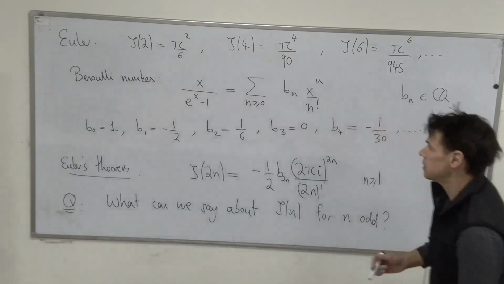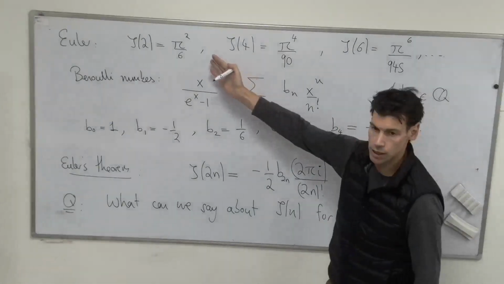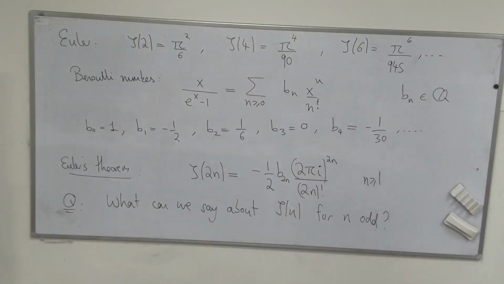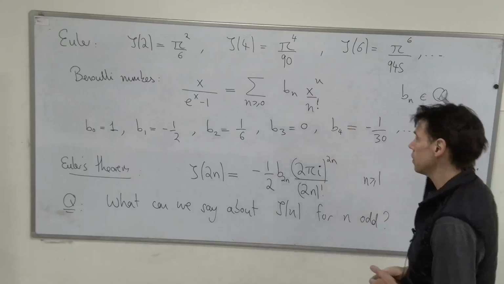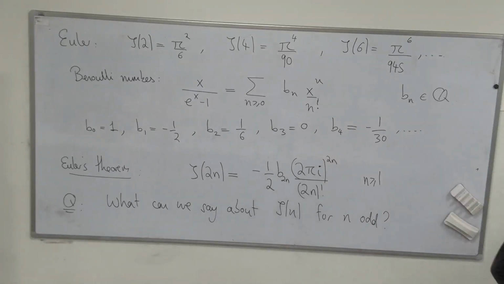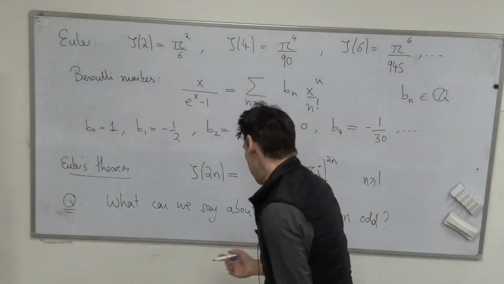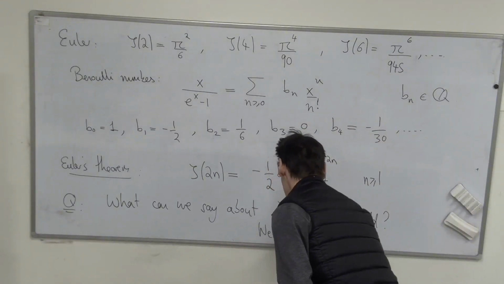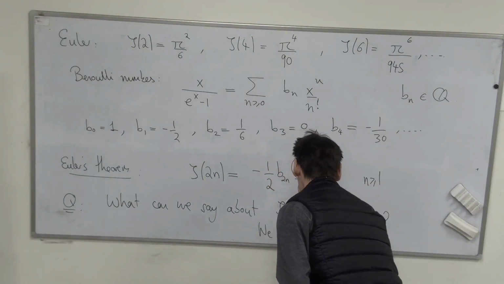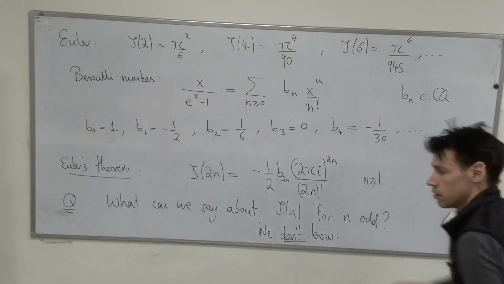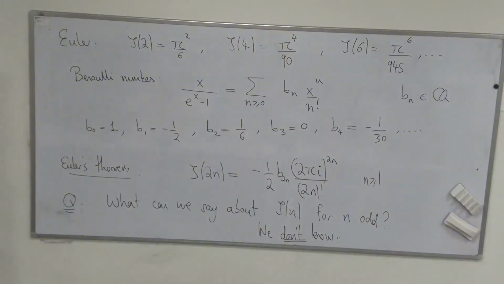So an obvious guess is that zeta 3 should be pi cubed times some rational number. That's the obvious generalization of this pattern. And the embarrassing answer to this is we don't know. We still don't know, even today. So I will tell you, in fact, everything that we know about this problem on this board.